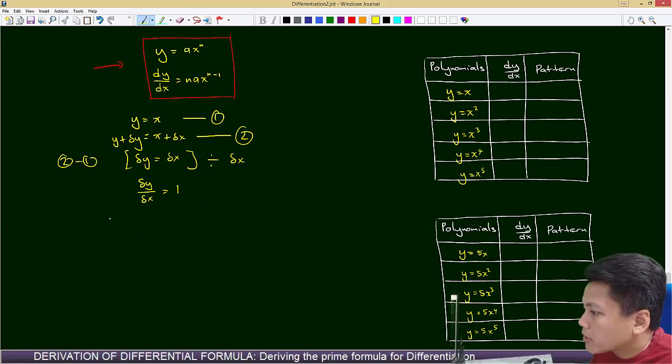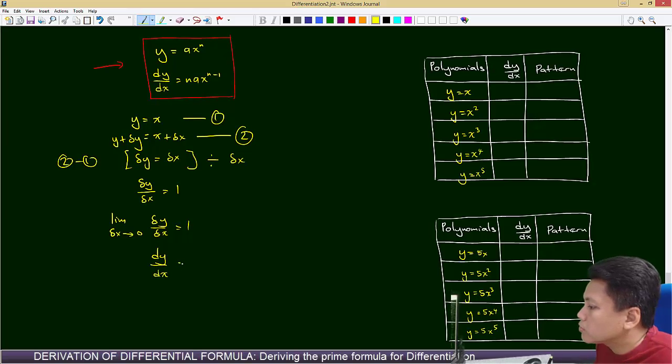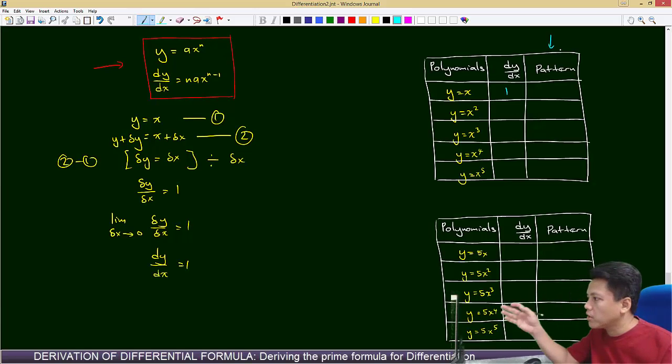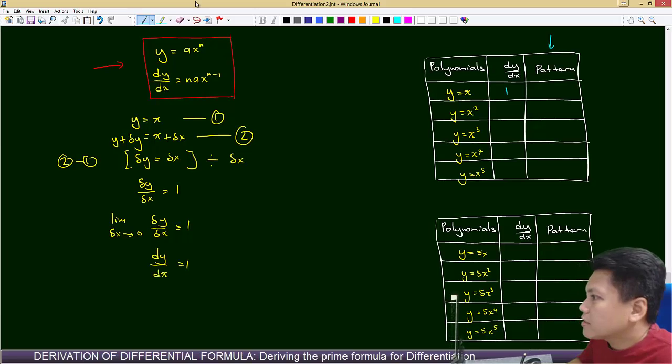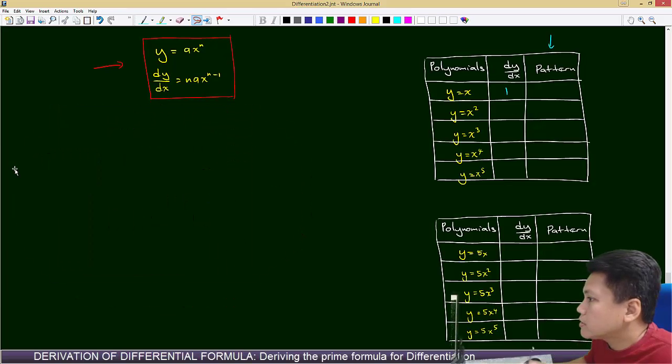Exactly. So we use the limit method, it doesn't really matter. Delta x approaching 0, delta y/delta x is equal to 1 no matter what. So dy/dx is equal to 1. So let's update the table. 1. You can also notice a column called pattern here. What does it do? Well, let's wait. Let's just do a number of them, then you'll start to see a pattern there. I promise. Okay, let's continue with the second polynomial. Just get rid of this. Have to create space.